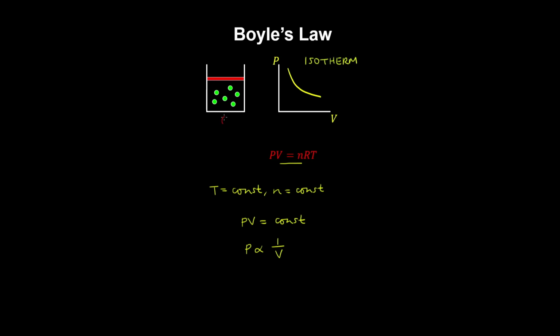So for example, if we apply a heat source to ensure the temperature of the gas is held constant, and we move this piston upwards, so therefore as the volume of the gas increases, the pressure of the gas decreases, because the particles bump into each other and the walls of the container less often. And conversely, if we push the piston downwards, thereby reducing the volume, the pressure of the gas increases.